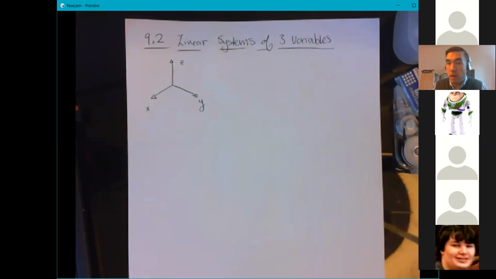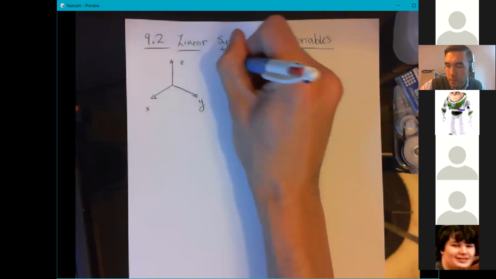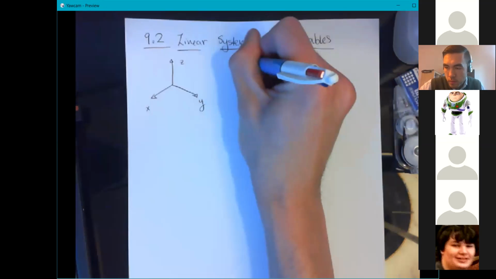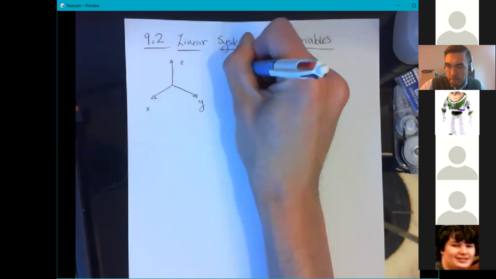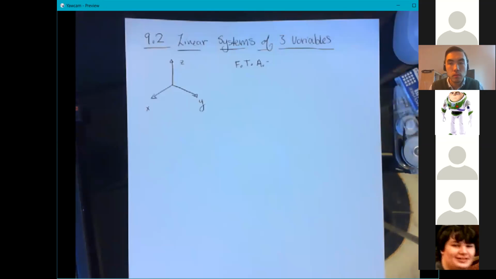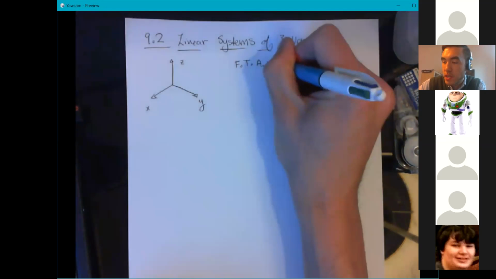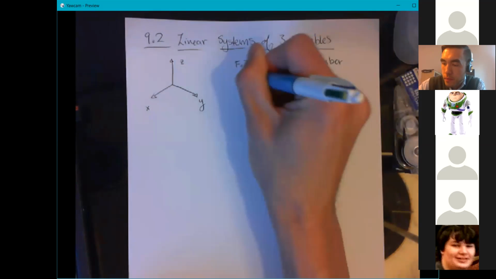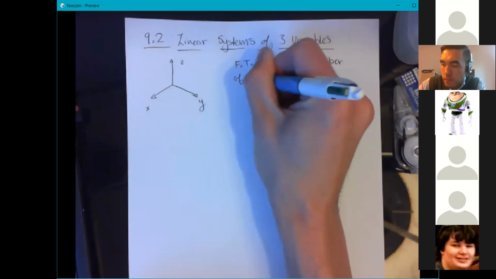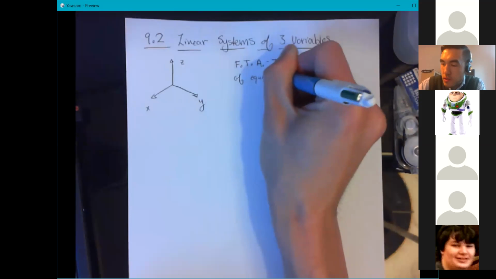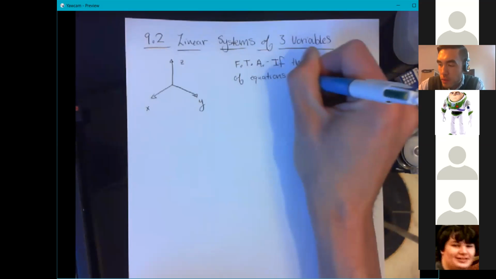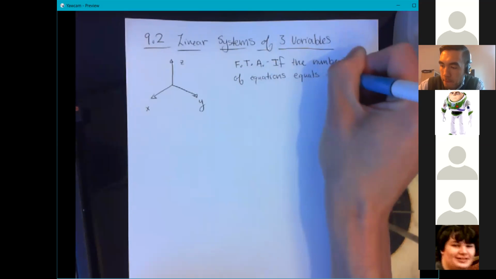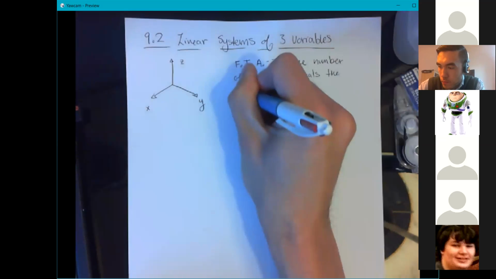On top of that idea, the fact that these are describing things in 3D space, we also have to think about the fundamental theorem of algebra. Does anybody remember the fundamental theorem of algebra? I'll give y'all the if part of it. So the fundamental theorem of algebra says that if the number of equations, they all have to be equal, if the number of equations equals the number of variables, then what?